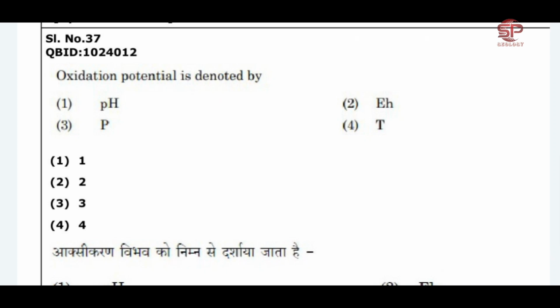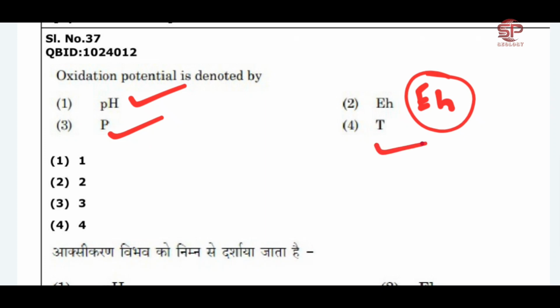The oxidation potential is denoted by? So what is oxidation potential? It is the value that indicates the tendency of a chemical species to be oxidized or reduced. You can say it measures the metal's ability to lose electrons. It is represented by the symbol Eh. The pH is for acidity, P for pressure, T for temperature. The answer will be Eh.